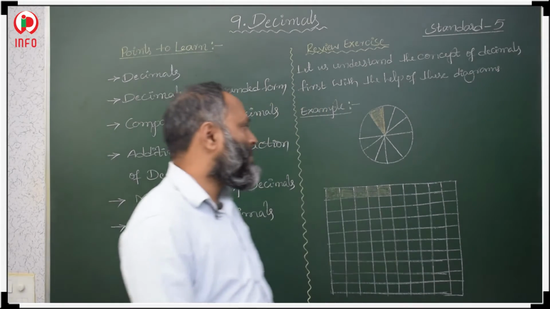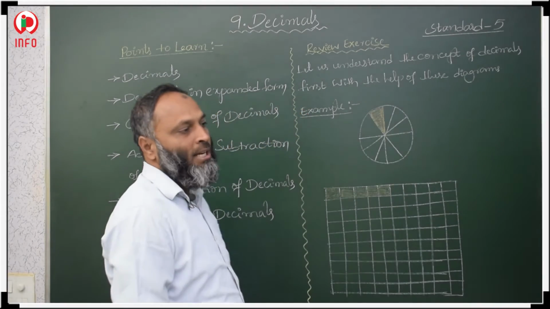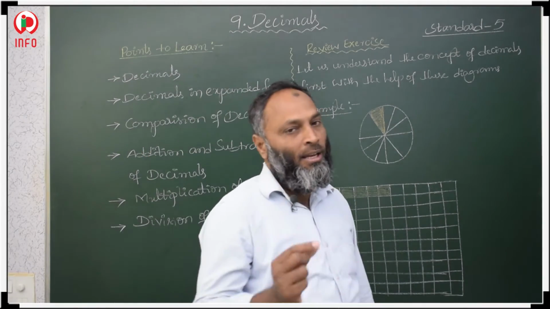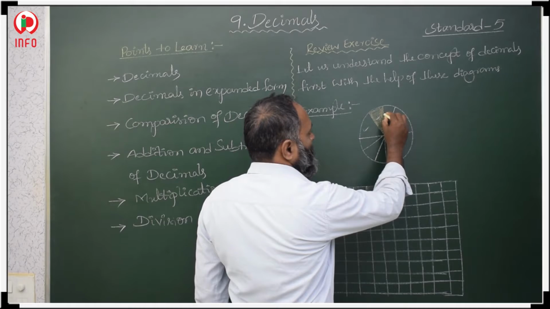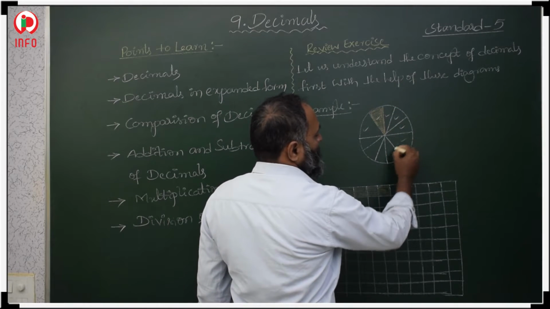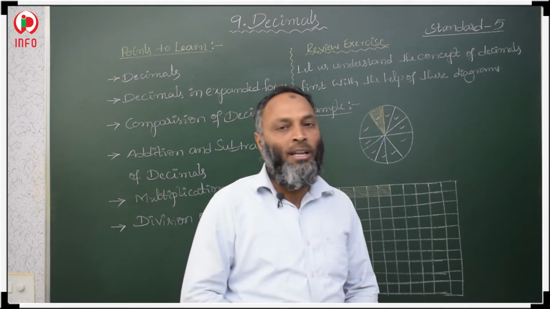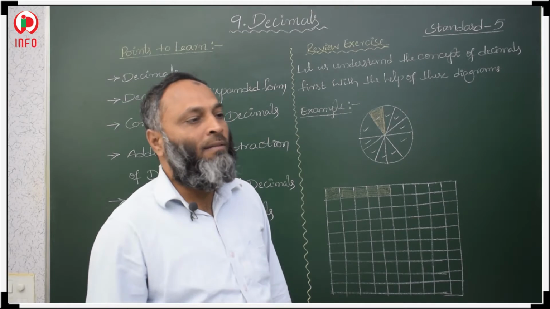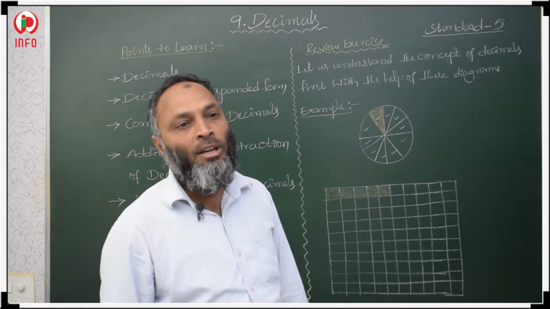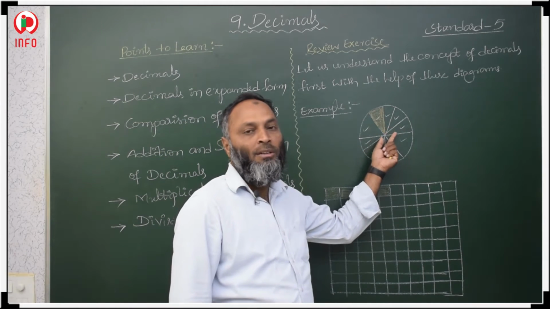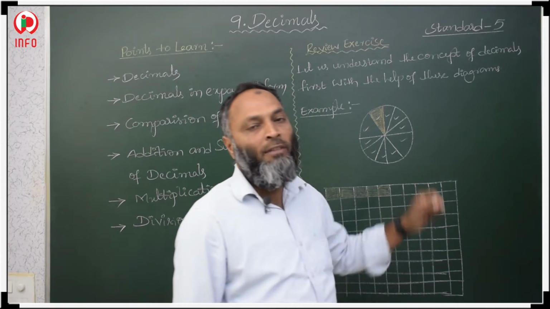See here, the first diagram is a complete circle. This complete circle is divided into 10 equal parts. How many equal parts? 10 equal parts. See here, 1, 2, 3, 4, 5, 6, 7, 8, 9, 10. This circle is divided into 10 equal parts. Of those 10 equal parts, one part is shaded. Then how to represent this one part using a fraction? So in total, how many equal parts do we have?